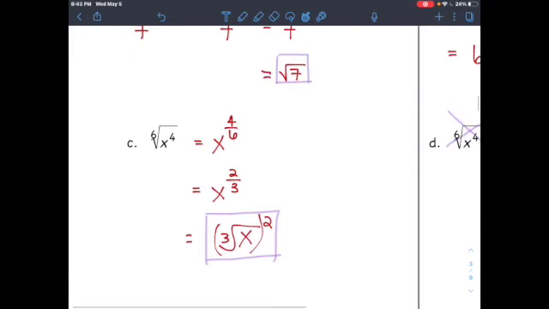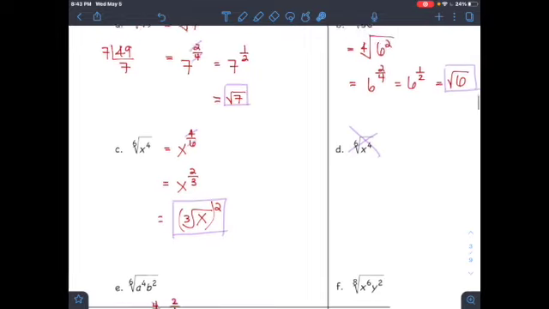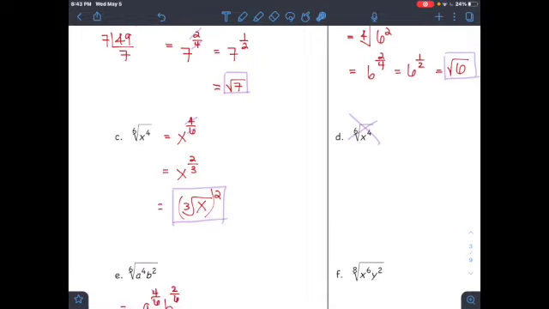Letter C, you understand that 4 again is the numerator. 6 is the index number. So when you write it down, you can write it as 2 over 3 because you can divide by 2 on both top and bottom. So you're going to have an index number of 3 on the bottom right here and the 2 on the outside. Now D is exactly the same as C, so we're going to skip that.